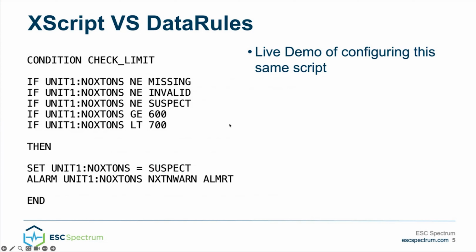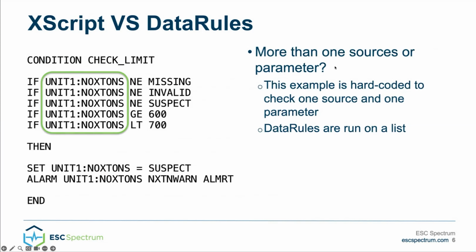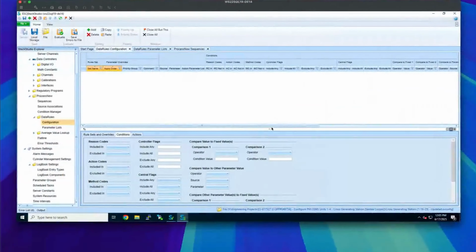As you can see here, if you want to do more than one source or parameter, these are hard-coded in the script. There are ways to get around hard coding, but it can get a lot messier. Data rules are run on a full list, so you can have the exact same process run more than once using essentially a template rule, which makes it a lot easier to maintain. I will go ahead and try to make an example for this.